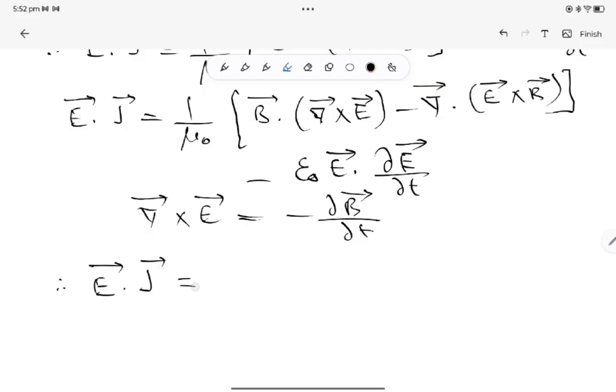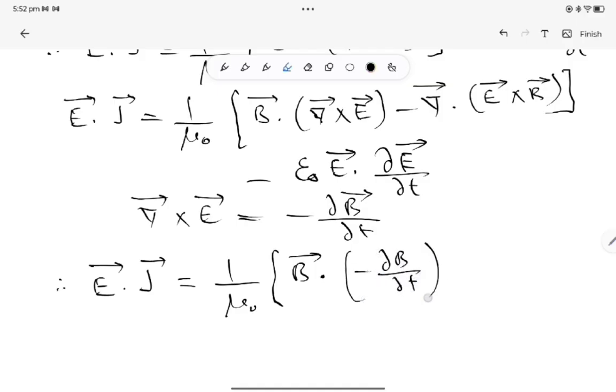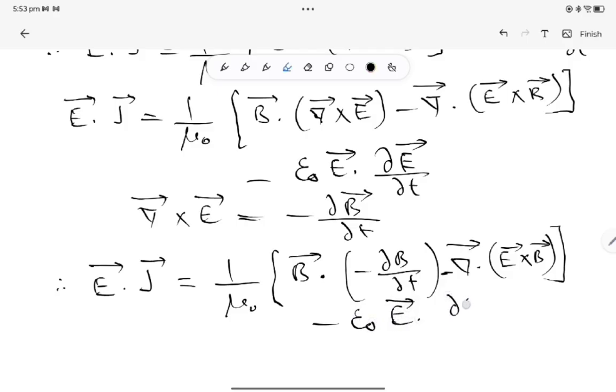is equal to 1 by mu naught B dot minus del B by del t, then minus del dot E cross B, minus epsilon naught E dot del E by del t.